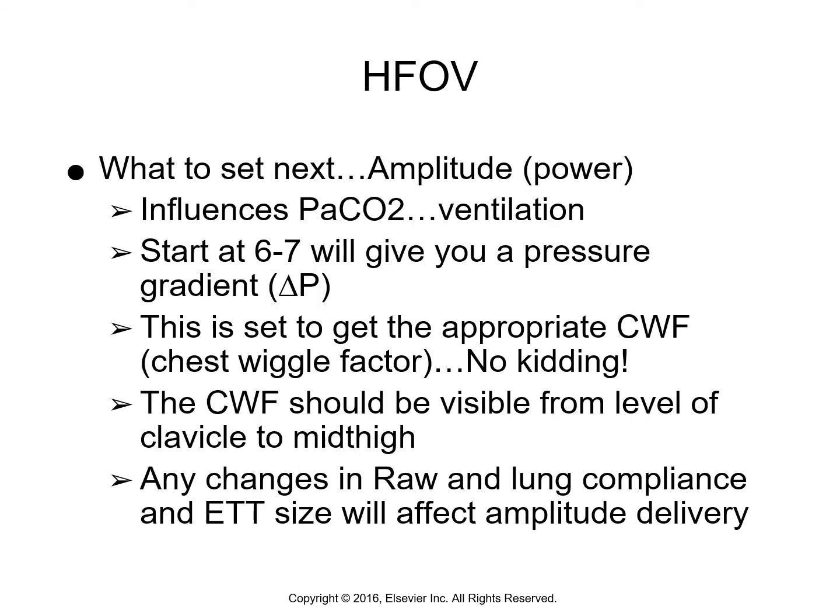All right, what do we set next? Next would be your amplitude or your power. As the amplitude is increased, the pressure gradient increases, and that also results in an increase in tidal volume. So starting at the power at about 6 to 7, that ranges from about 1 to 10 on the knob. Keep in mind that's the actual knob, which has those numbers on it. This is kind of explained on page 493 in your textbook.